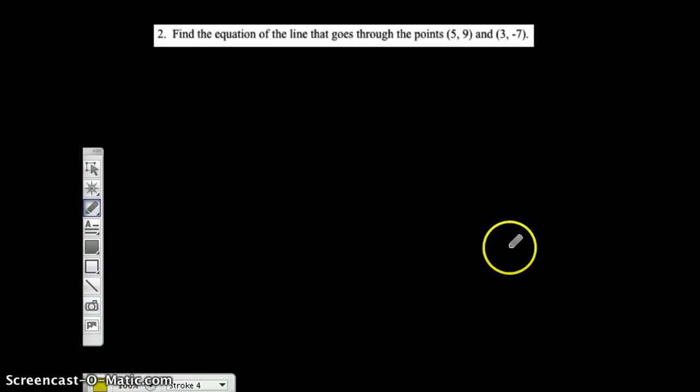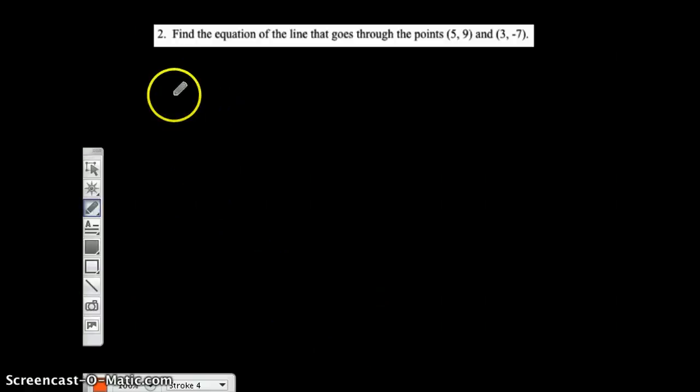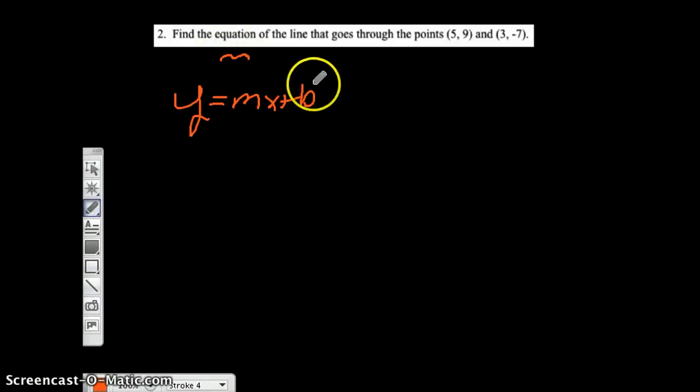Question number 2. Find the equation of the line that goes through the points such and such. Okay, now remember what the question's asking. Find the equation of a line. So, a line looks like this: y equals mx plus b. Okay, they want the equation. And it goes through these 2 points first. So obviously we have to find the slope first.